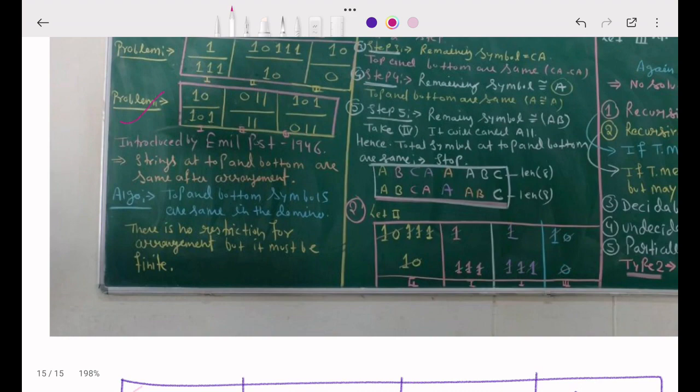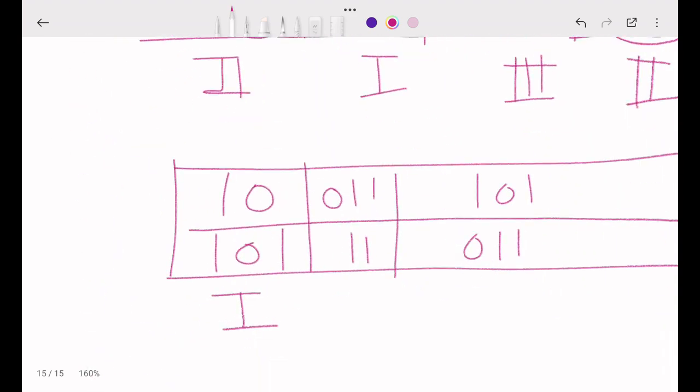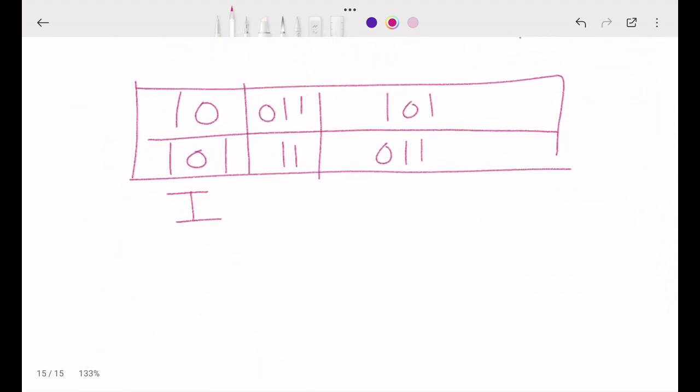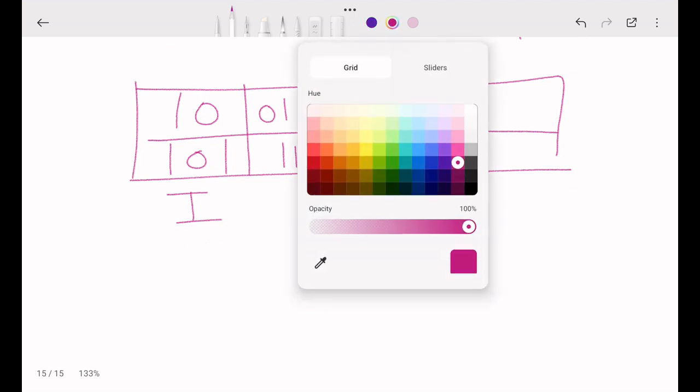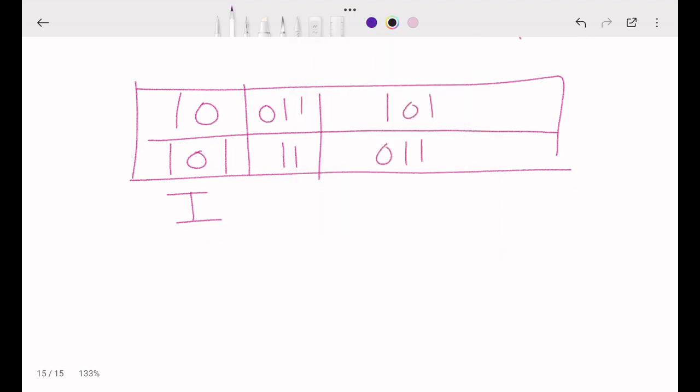Okay, now see here. Now I will solve the problem. What I told you is that you have to take the domino where the top and bottom of the symbol are the same. Now see here, this top and bottom are same. Yes, I can take this one. This I cannot take because top is 0 and bottom is 1. Here top is 1, bottom is 0, I cannot take. So out of 3, only one domino is eligible.